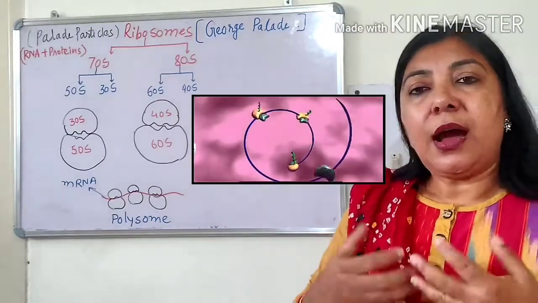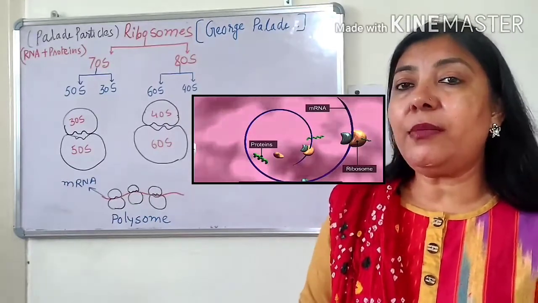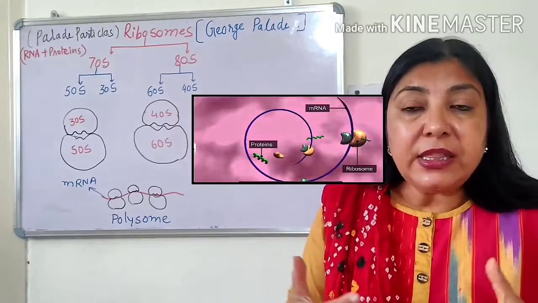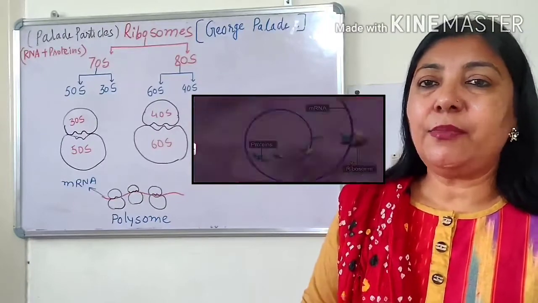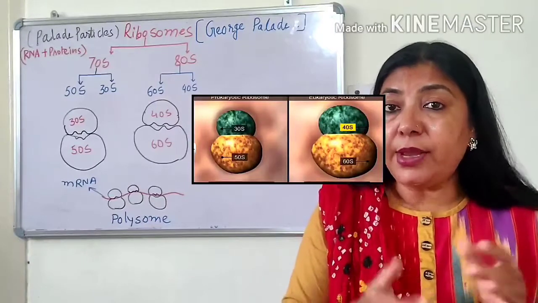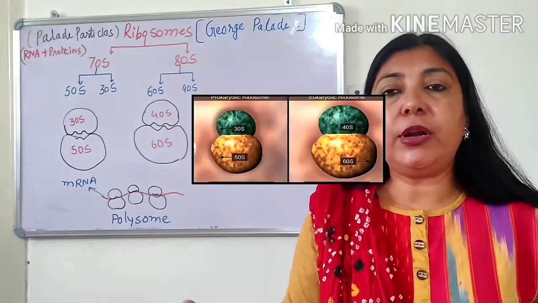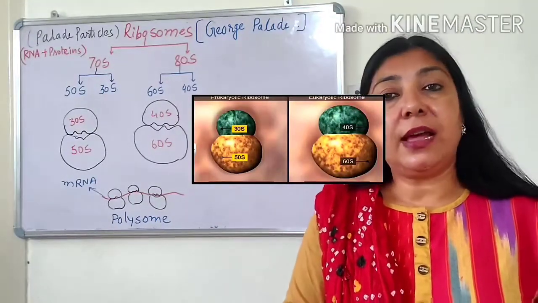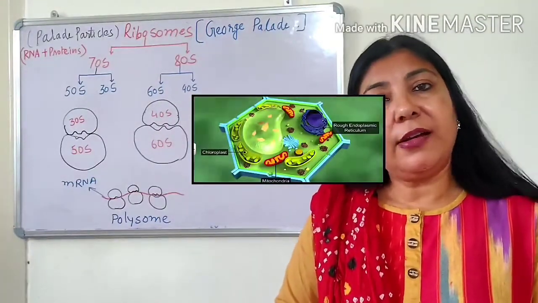These ribosomes, otherwise, they are just dispersed, but only during protein synthesis, mRNA binds these in the form of this structure and protein synthesis begins. So these ribosomes are in a way factories for protein synthesis during the process of translation, the details of which we will study in class 12th. Okay, so these are Palade particles or ribosomes.